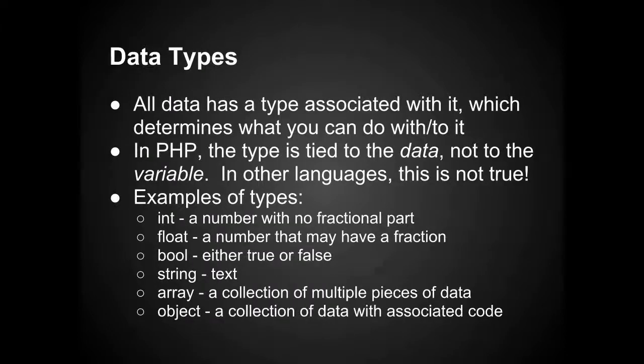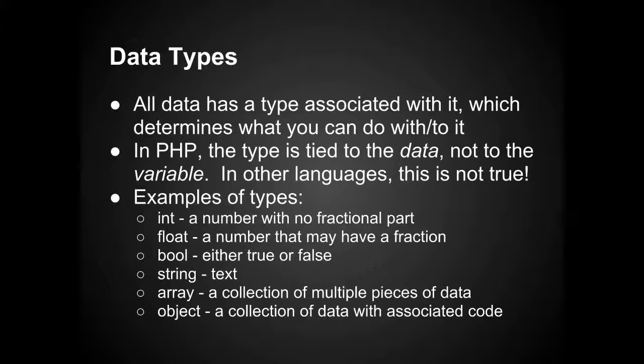Before we move on to that, let's talk about data types. In PHP, all data has a type associated with it, and that data type determines what we can and cannot do with that data. In PHP, the type of the data is tied only to the data and not to the variable. This isn't true in other languages like Java or C or C++ or C#. Those languages are called strongly typed languages because their variables also have a type associated with them. And I can't assign a value to a variable if the data types of the value and the variable don't match.